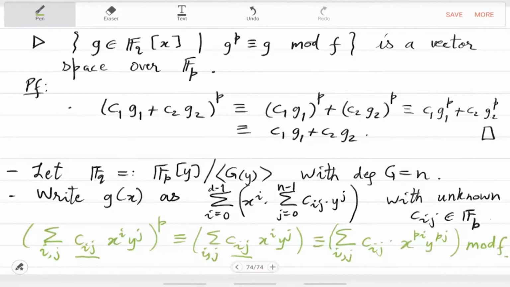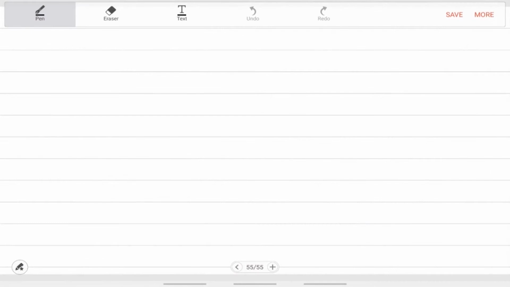So LHS is x^i y^j and RHS is x^(pi) y^(pj), and you want to now compare the monomials on both sides. You will get linear constraints in Cij, and then you find Cij by using a linear system solver. Okay, so that part is straightforward. Based on this, let us now write down the formal algorithm.